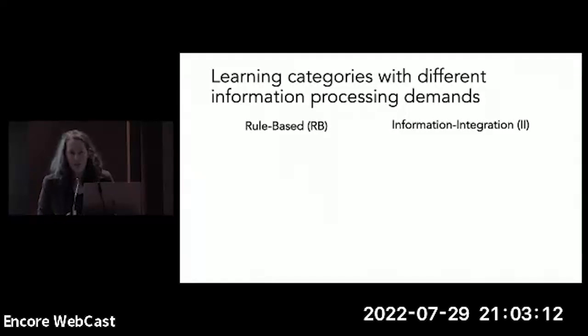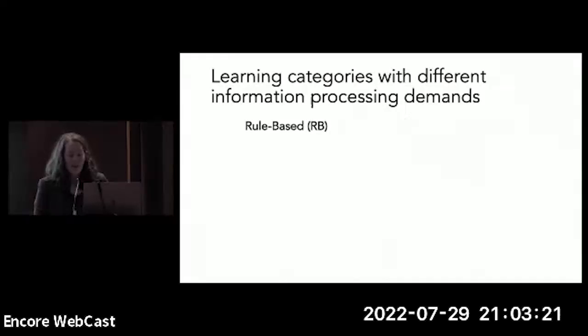We can also think about how we might learn categories with different information processing demands. I'm going to use a framework from the literature here of two different types of categories. The first is rule-based categories, and the second is information integration categories. I'll also refer to these by the shorthand RB and II categories.